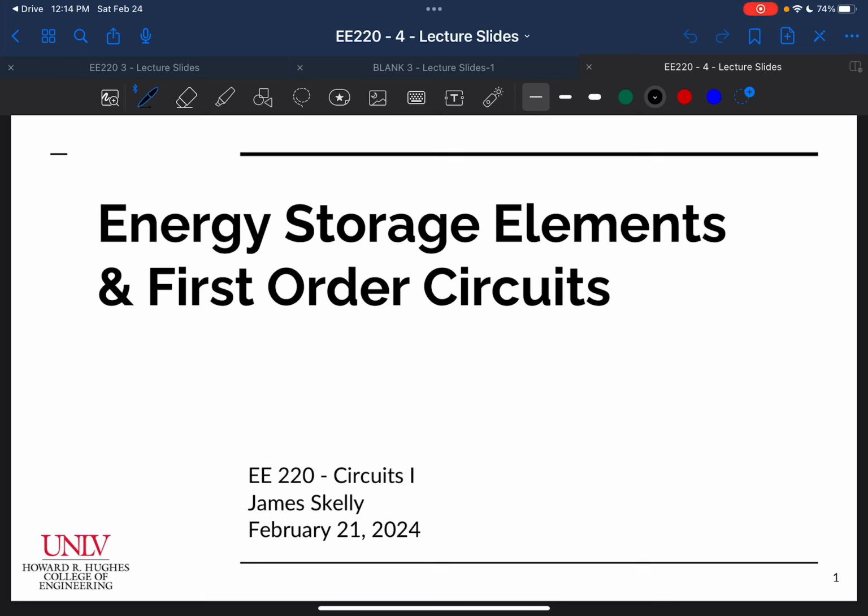All right, guys, welcome to Module 4. This module is called Energy Storage Elements and First Order Circuits. Okay, so a bit of a complicated name.